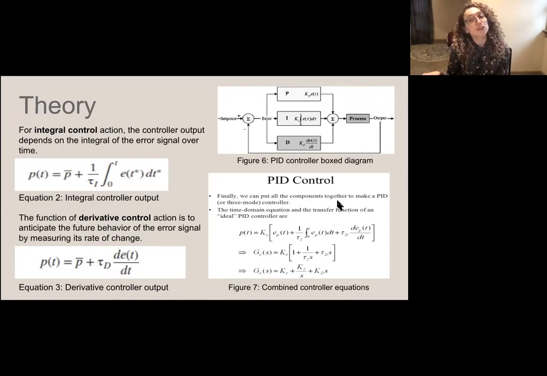And now on to the derivative control. It takes the derivative of the error function, and this allows it to anticipate the future behavior of the error signal by measuring its rate of change, which is why it collapses the oscillatory behavior of P and I controllers, or P and I control.